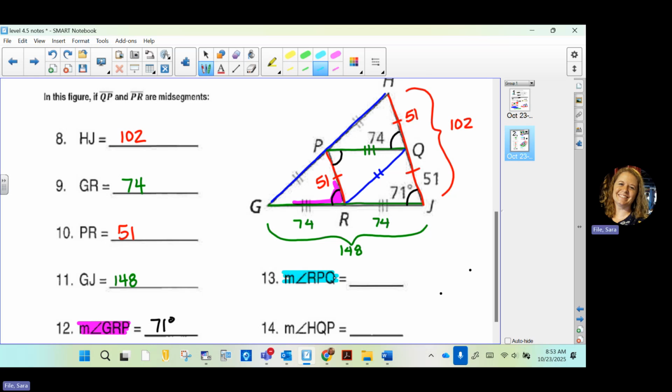RPQ. So R to P to Q. Yep, that's where we have one of the arcs. So that is also 71. And last but not least, HQP. H to Q to P. Have an arc there. So that one is also 71 degrees. How do y'all feel?